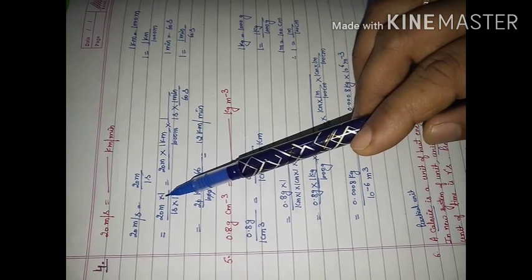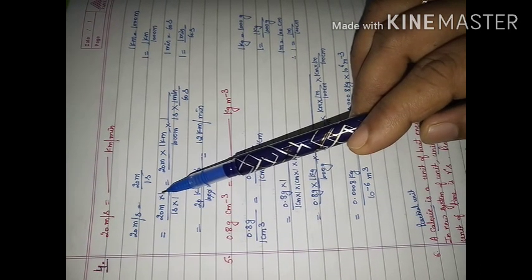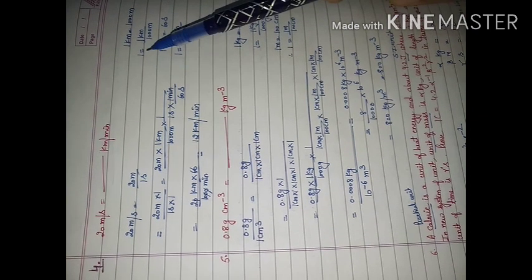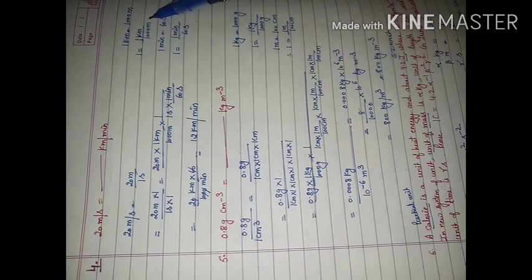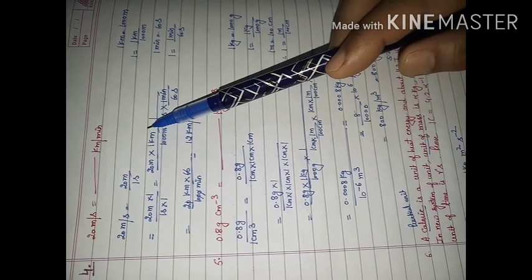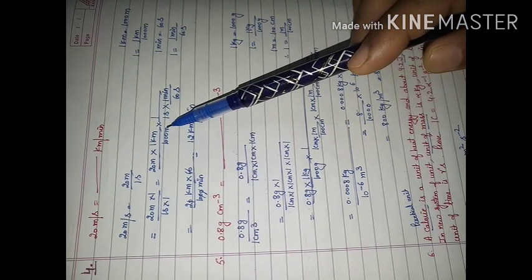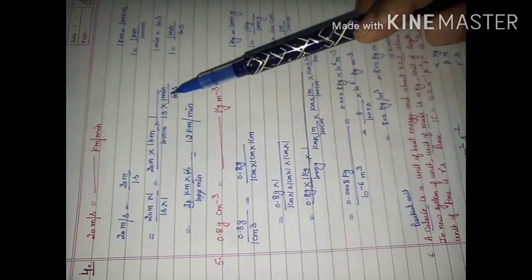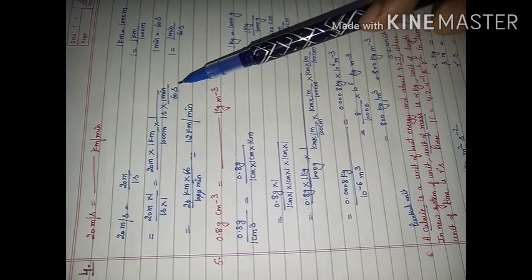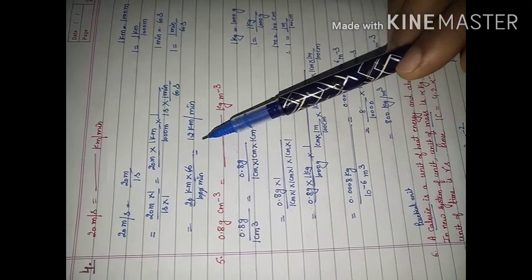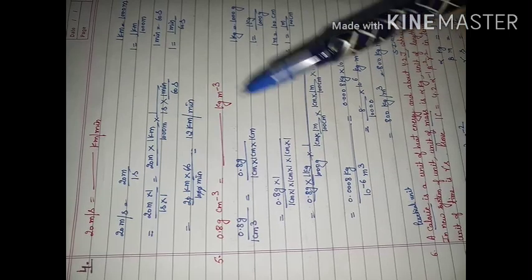For this one I will see the relation to replace it. 1 kilometer is equal to 1000 meter. So 1 will be equal to 1 kilometer upon 1000 meter. So in place of this one, I have written 1 kilometer upon 1000 meter. And in place of this one, I have written 1 minute divided by 60 second. And when you solve it, what you will get? You will get 1.2 kilometer per minute.